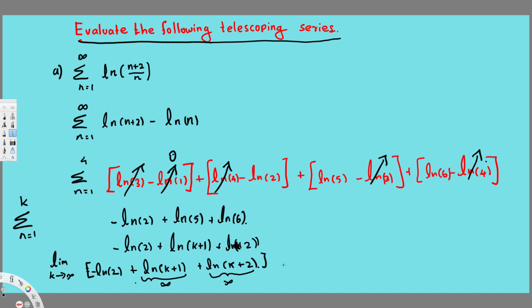So the answer for this is going to be infinity, because if you add negative ln 2 to infinity, that doesn't change anything. So the answer is infinity. Whenever we don't have a finite value, that's divergent. So this is not a finite value, so this is a divergent series, and that's how we evaluate these kinds of problems.